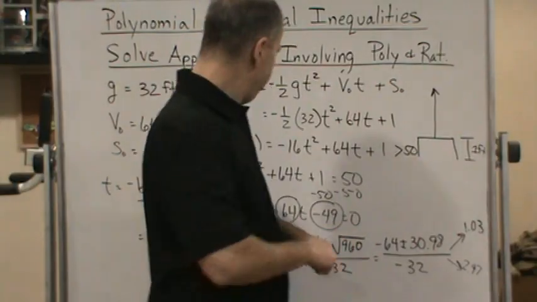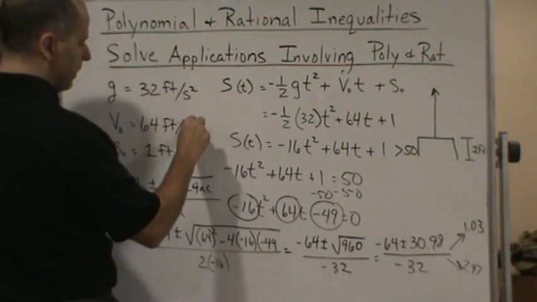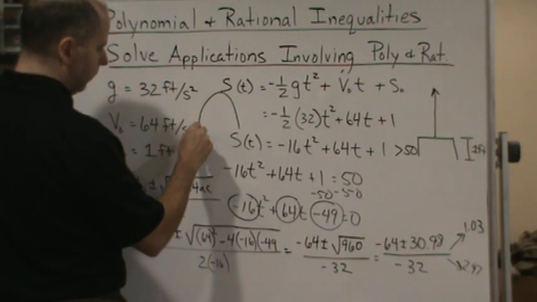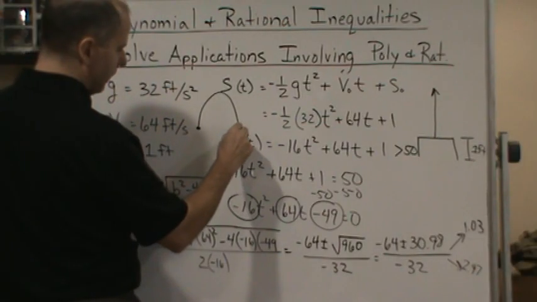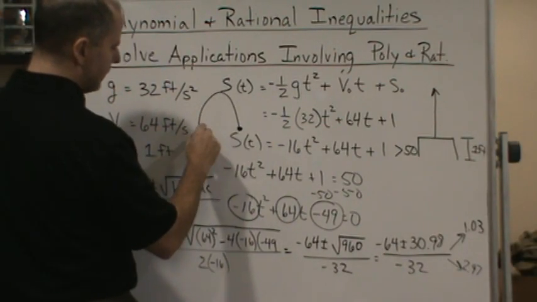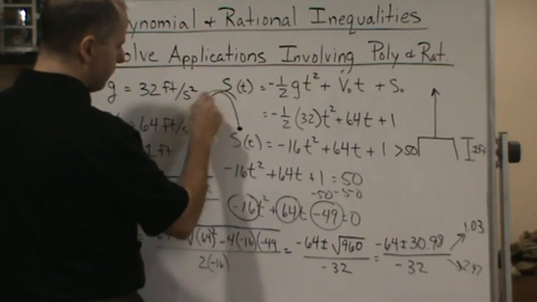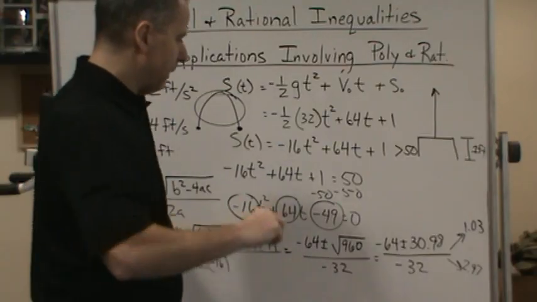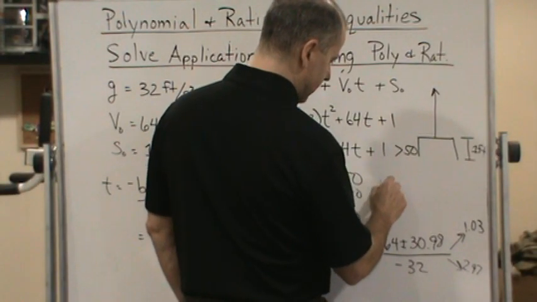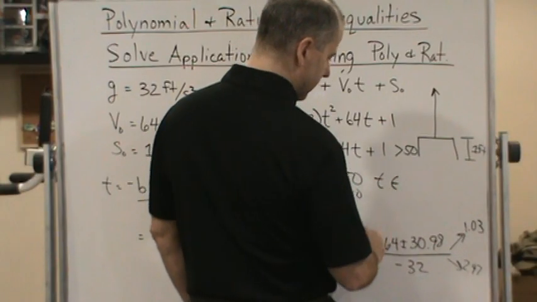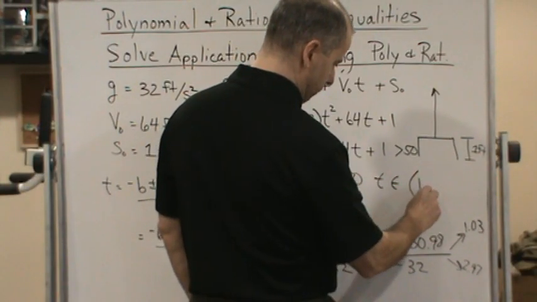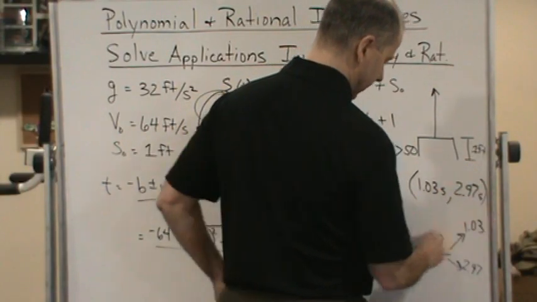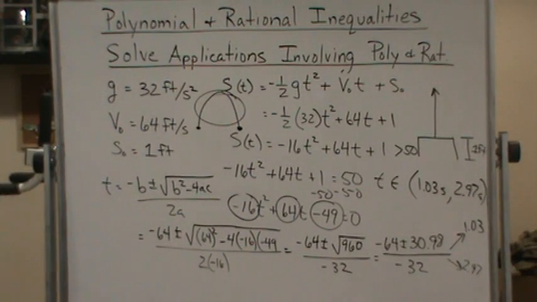So if we're looking at the rocket, it's doing something like this. Here, at this time it's 50, and over here, at this time it's 50. So any time in between these 2 times, the rocket is above 50 feet. So the times that the rocket is above 50 feet is anywhere between 1.03 seconds and 2.97 seconds. And that is the answer.